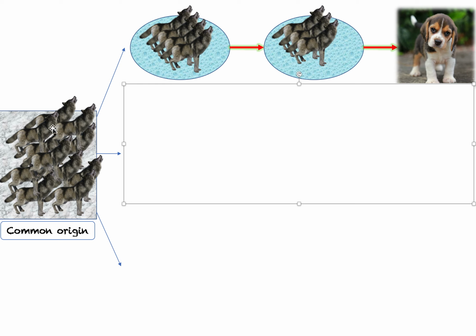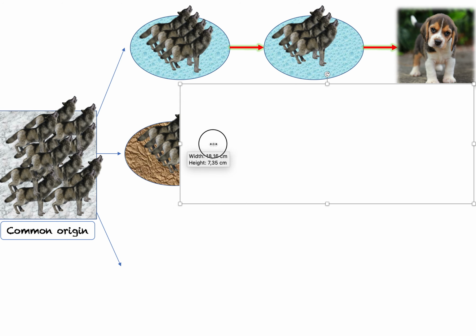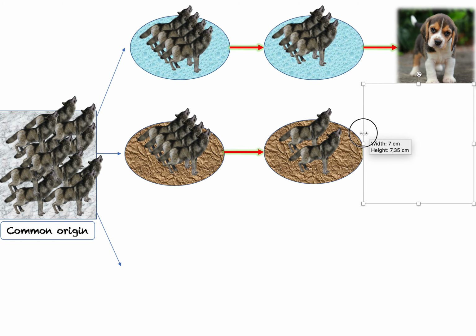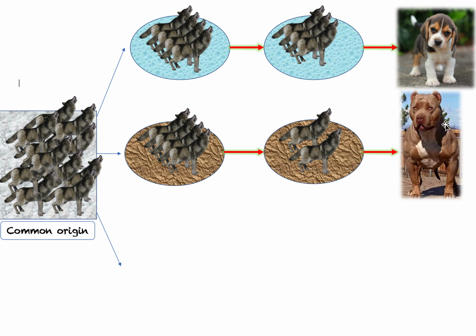Say another pack of this wolf, so some of them went to another location, and in this location it was important to be strong. So only the strong ones survived, and these strong ones passed on their genetics, and only their kids that were strong survived. And so over a long time, these wolves started looking like this dog here. They started forming into a dog that's appropriate for this particular environment.